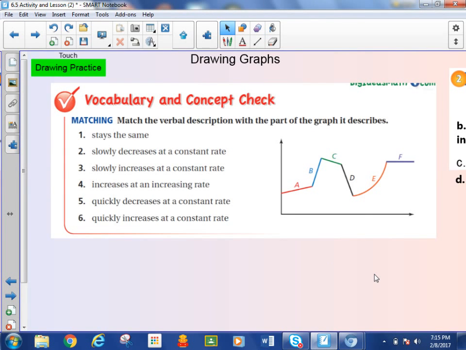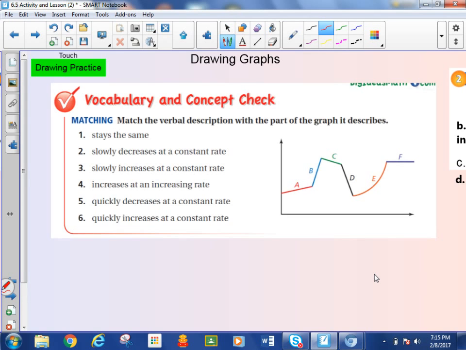Okay, in this part of the section, we're going to be working with drawing graphs. So this is just kind of a piece that's going to help us with some wording to begin with. So we're going to review a little bit. It says match the verbal description with the part of the graph that it describes. So it says stays the same. So we kind of discussed this previously.